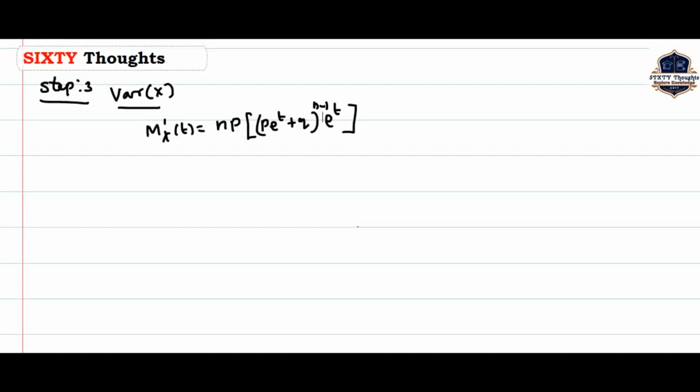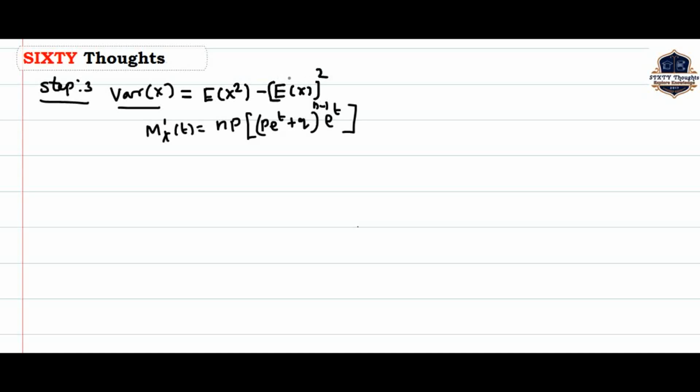Okay, next we find step number 3. What is step number 3? To find variance of x. Okay, so we know that variance of x is nothing but what? Expected value of x square minus expected value of x whole square. Okay, this is variance of x.